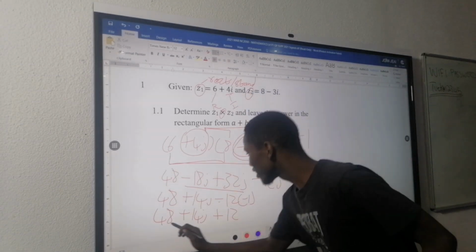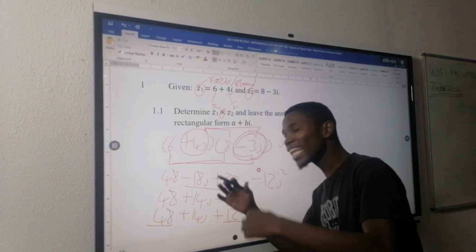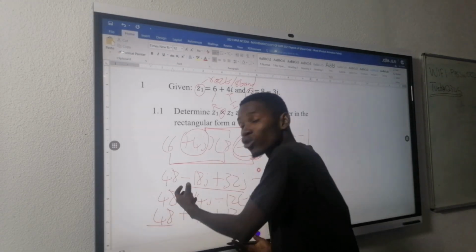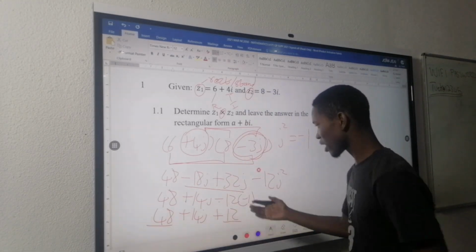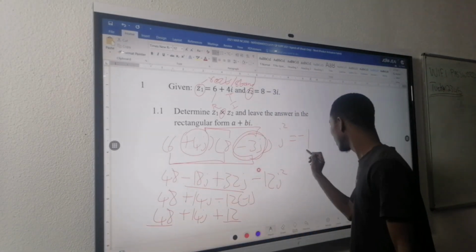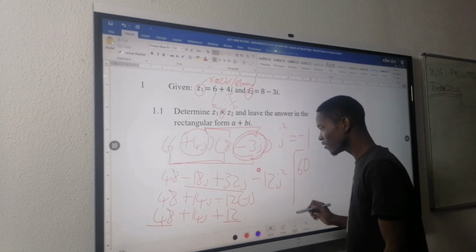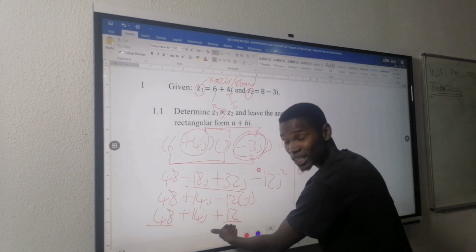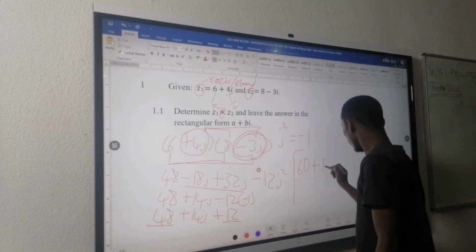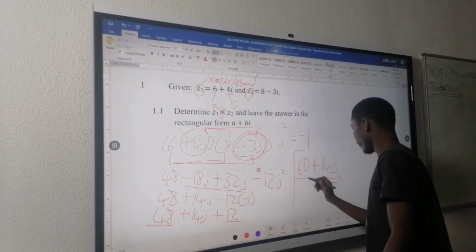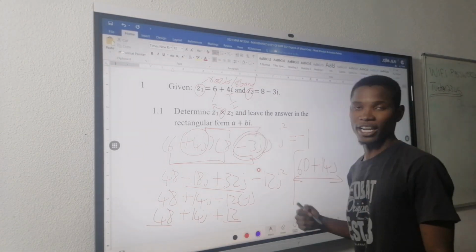Guys, remember that this 48 and 12 are like terms, because both of them do not have any variable, right? This means I will say 48 plus 12, which will give me 60, positive, right? I will have this positive 14i. There it is, my final answer: 60 plus 14i. I leave it in rectangular form.